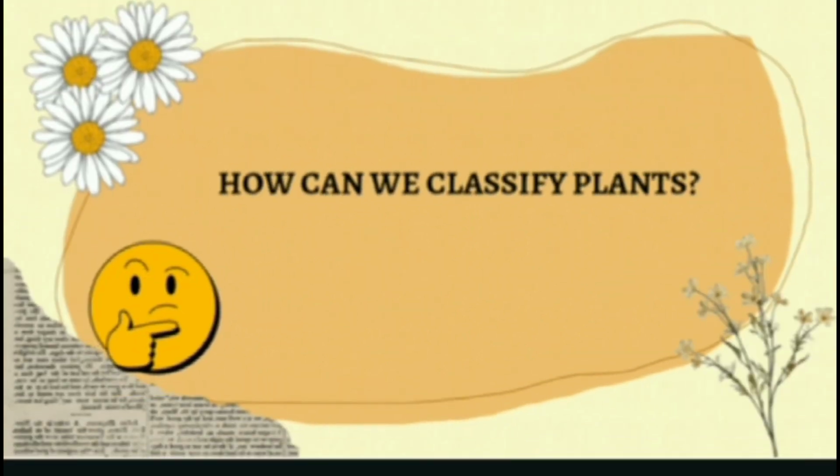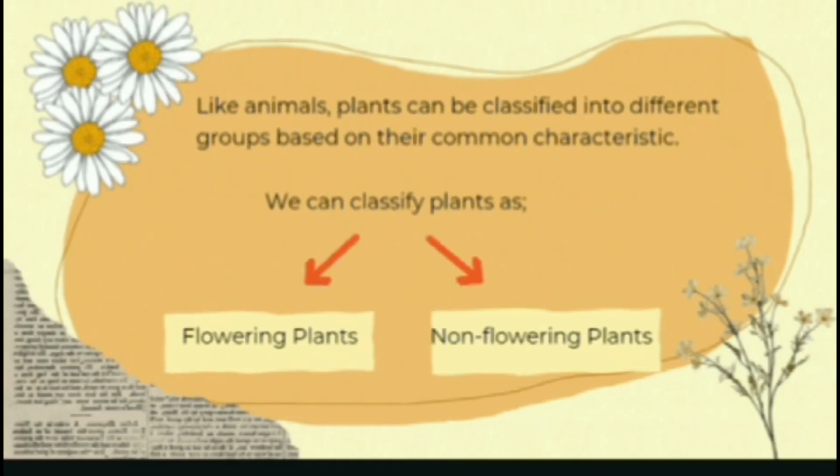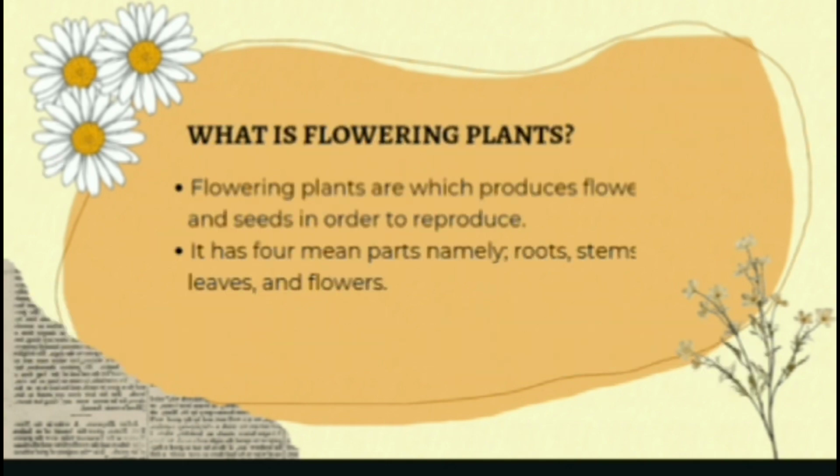How can we classify plants? Like animals, plants can be classified into different groups based on their common characteristics. We can classify plants as flowering plants and non-flowering plants. What are flowering plants? So flowering plants are plants which produce flowers and seeds in order to reproduce. And they have four main parts, namely roots, stems, leaves, and flowers.